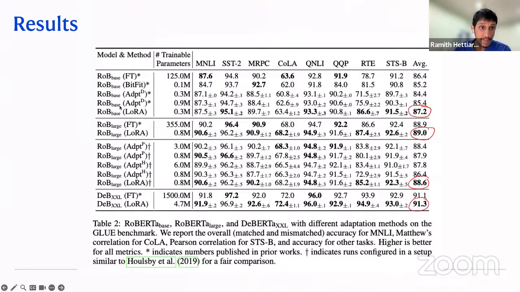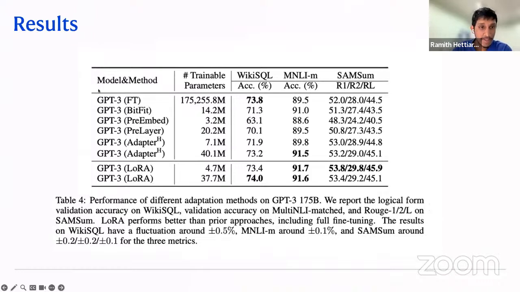So this BitFit and adaptation, these are other approaches, I suppose. And they say that even with a low number of trainable parameters, LoRA achieves very competitive performance. So let me go to the GPT-3 results.